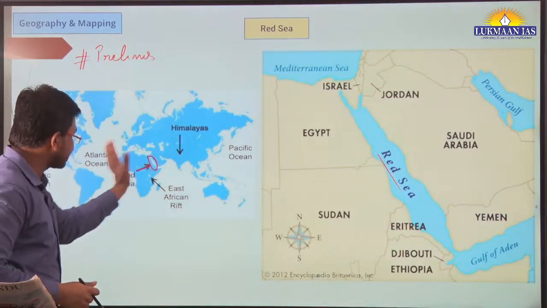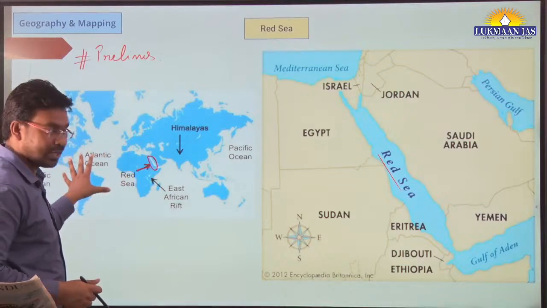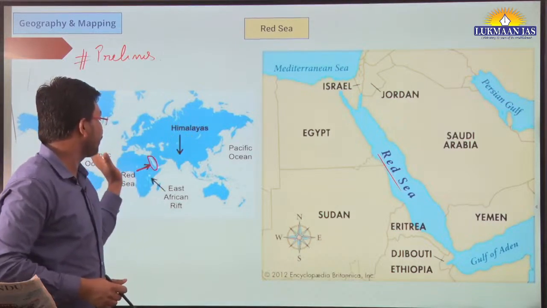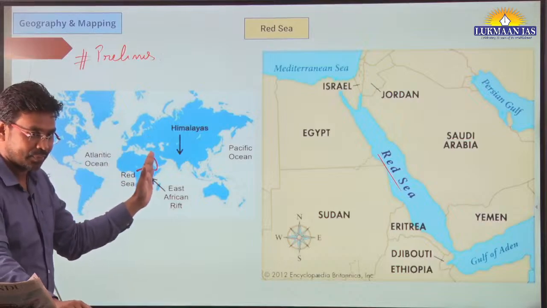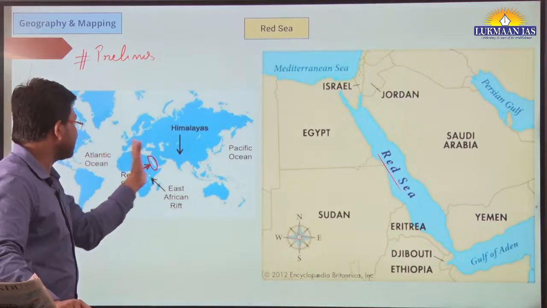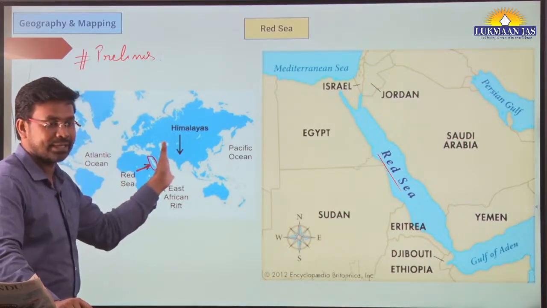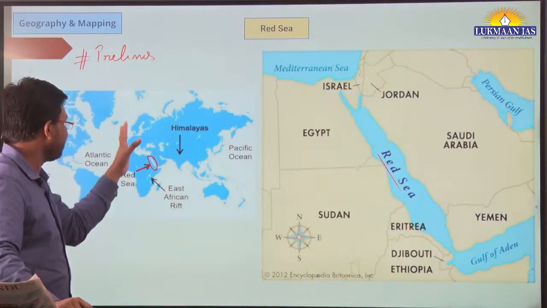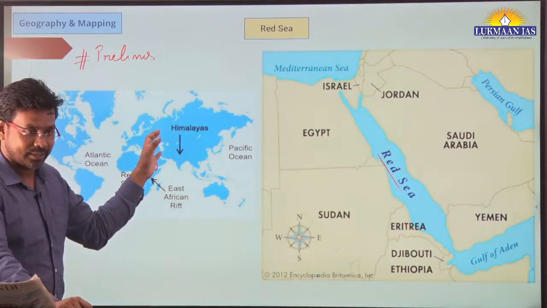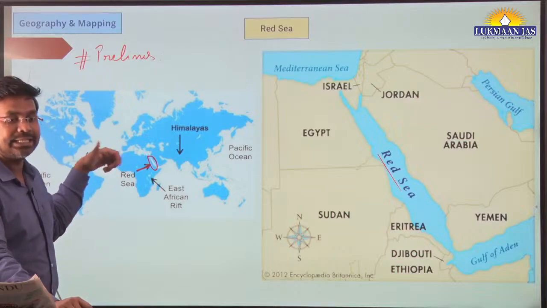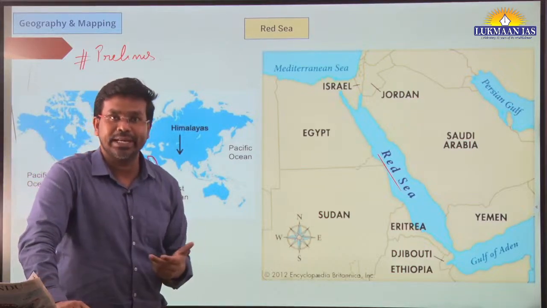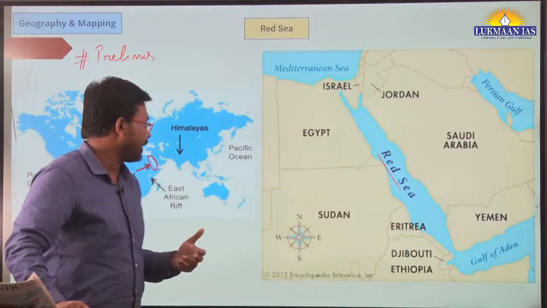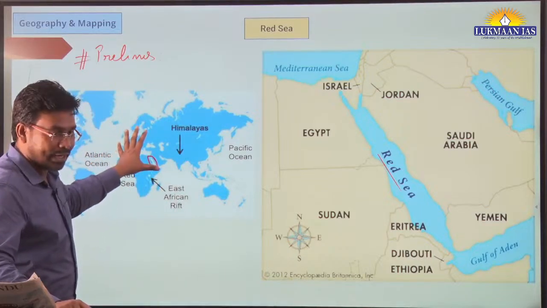To the west side of the Red Sea we have Africa. To the east side of the Red Sea we have Asia. So the Red Sea is bifurcating, dividing Asia and Africa. The Red Sea is a part of the Great Rift Valley. So this is one piece of information.